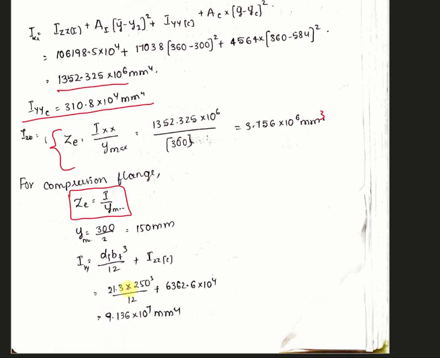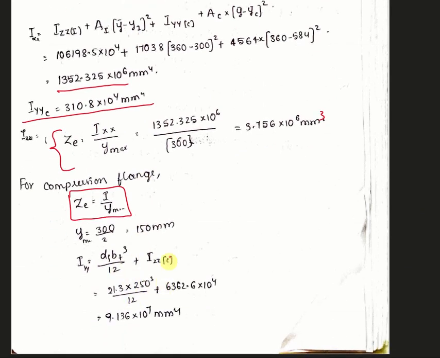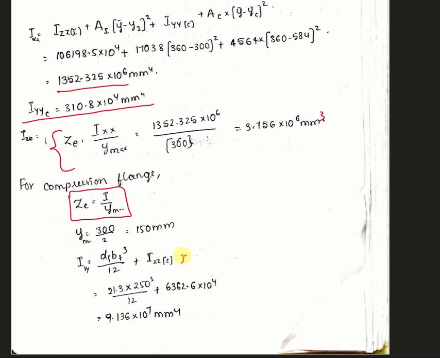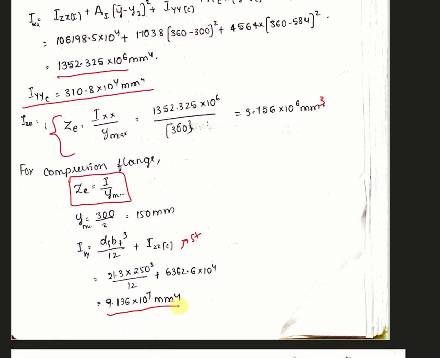dB cube by 12 simply, dB cube by 12 plus IZZ. For C it is directly given in steel tables. We have already written it there itself. So totally we will be getting it as 9.1. For I, we have to consider the part which is connected with the channel section. That is the only thing we have to add. Otherwise we can take directly this. As it is connected to the I section flange, we have to take that flange moment of inertia also.